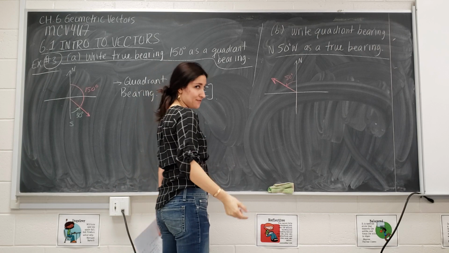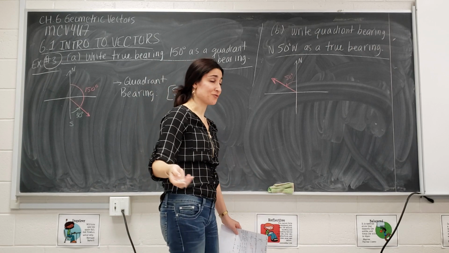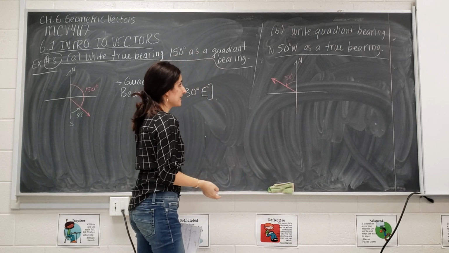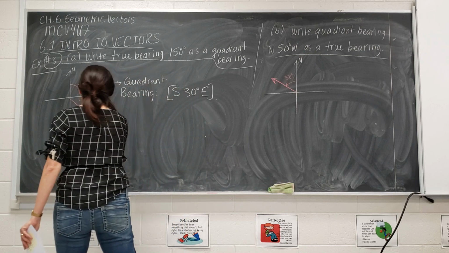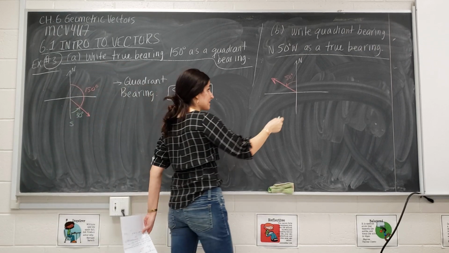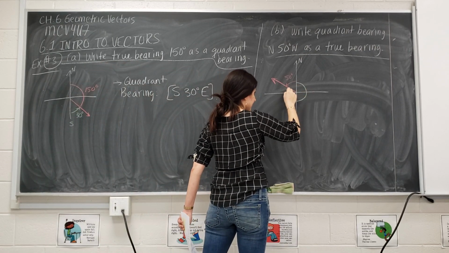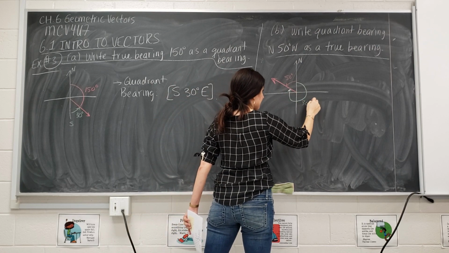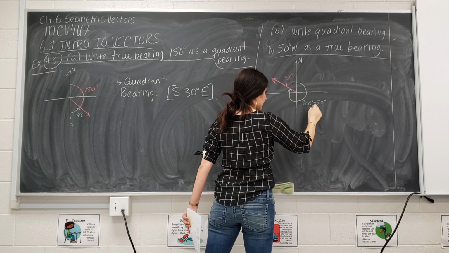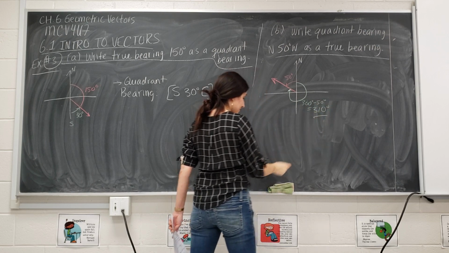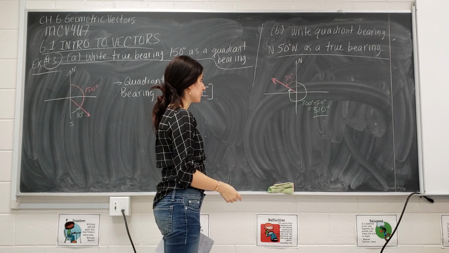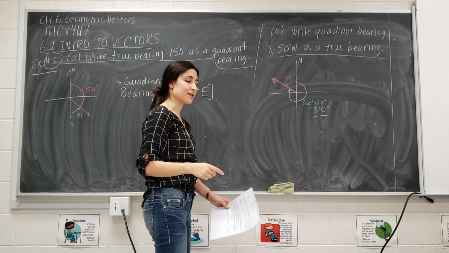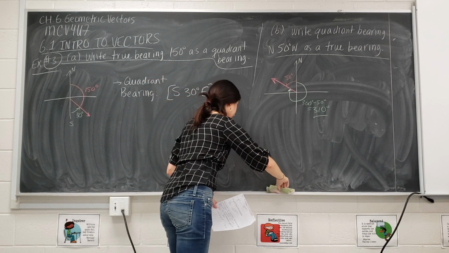Now I'm just putting it as 50 because, well, it's not a true bearing, right? I don't need 3 digits. For a true bearing, I have to start from north, go clockwise until I reach that terminal arm, like this. Now that angle is going to be 360 minus 50. So 310 degrees, which is 3 digits, okay? So the true bearing is 310 degrees.